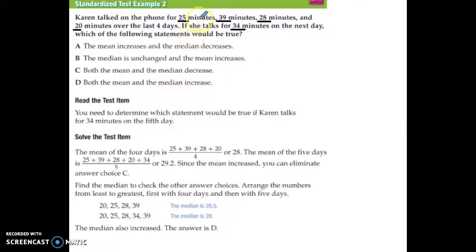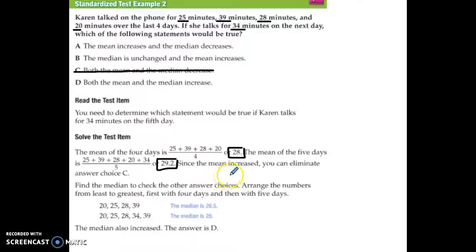Okay. Well, if I find the original mean, if I add them up and divide by 4, which I did right here, my mean is 28. Now if I add up the 5 numbers and divide by 5, because now there's 5 of them, I get a mean of 29.2. Okay? So I add them up, divide by 5, I get that. So it can't be C. I can eliminate C because the mean definitely goes up.